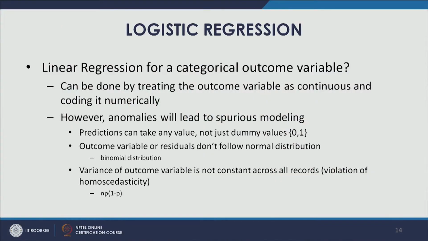Now the outcome variable or residuals don't follow a normal distribution. As we have discussed in linear regression, one of the important assumptions is that the dependent variable, that is the outcome variable or residuals, should follow a normal distribution, but that is not the case. A categorical outcome variable will have just two values, 0 and 1, so it actually follows a binomial distribution. So this particular assumption would also be violated.